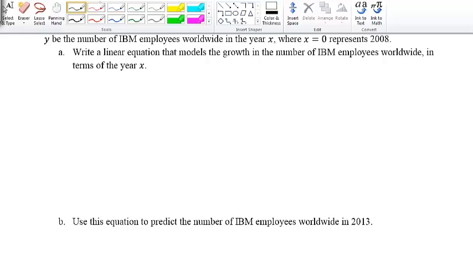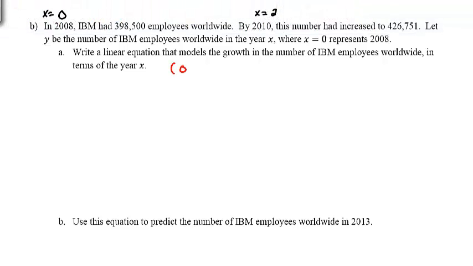So they've given us 2 points here. They've given us the point 2008, which is x equals 0, and 398,500. And they've also given us the point in 2010, which is x equals 2. The number of employees is going to be 426,751. So now we can write the equation of our line.